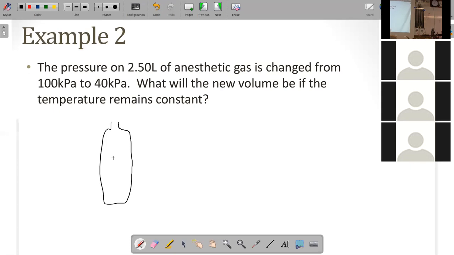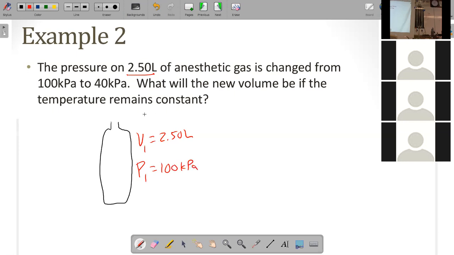The pressure in here is high, and the pressure is going to drop. So as a result of the pressure dropping, the volume should go up. So here's a way to read it. 2.50 liters, that's a volume. You have some volume, 2.50 liters, and the pressure is going to change from 100 kilopascal to 40 kilopascal. So this starting pressure is 100 kilopascal.